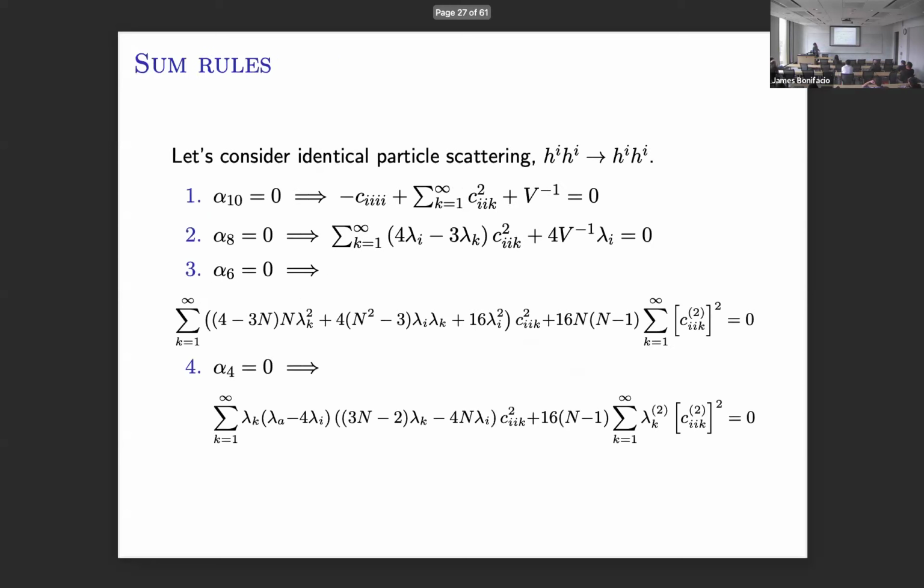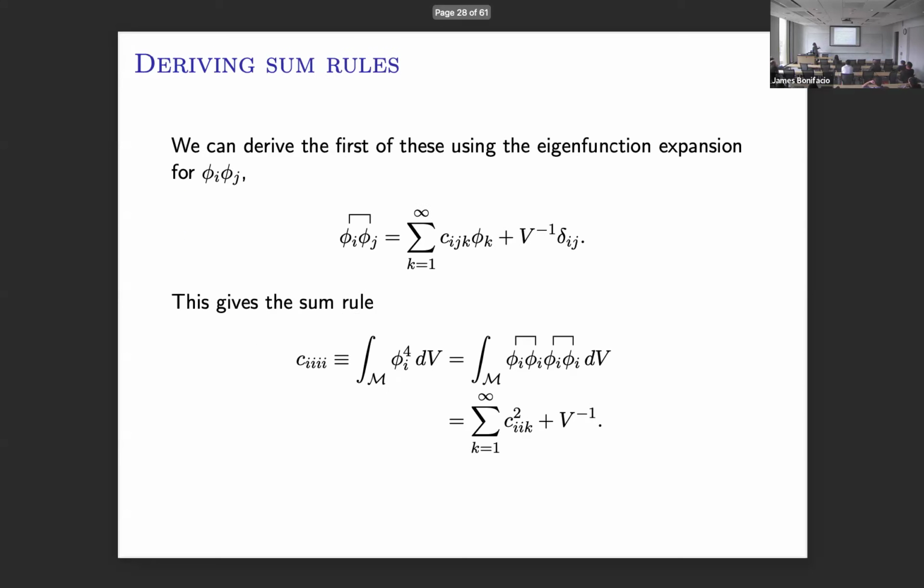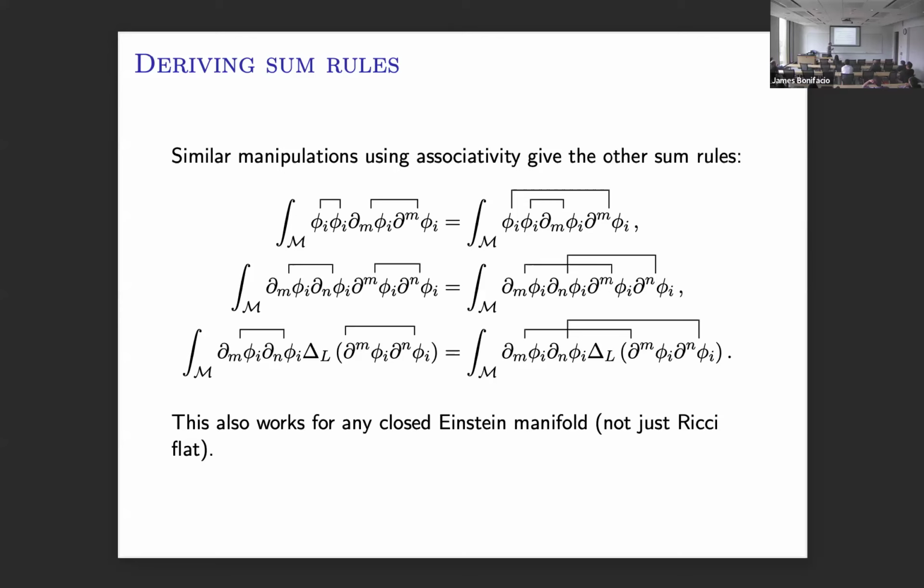And it turns out all of these other sum rules can be derived by similar arguments. You just have to consider more complicated integrands where you have derivatives acting on the eigenfunctions. So for the next one, I just start with this integrand here, and I evaluate it in two different ways by expanding different pairs of eigenfunctions.